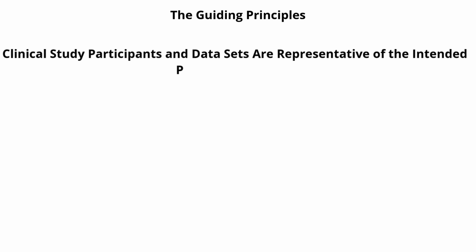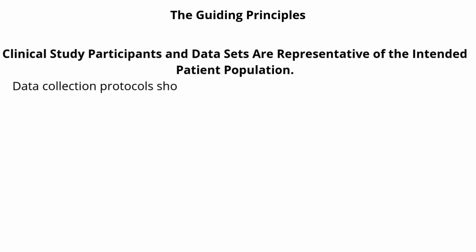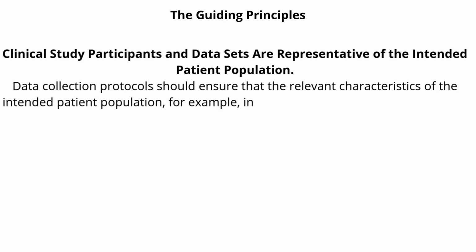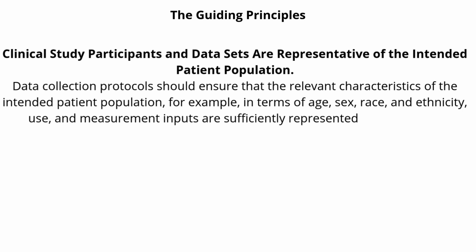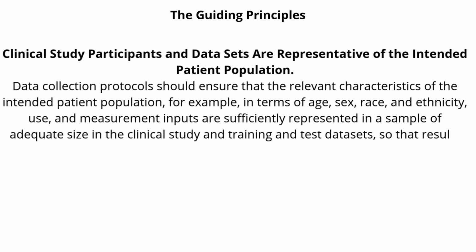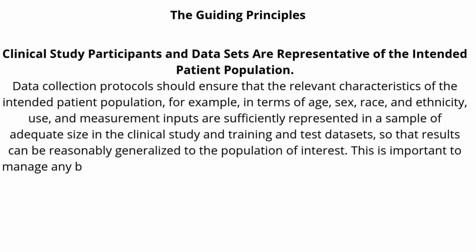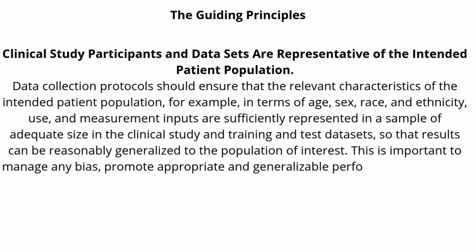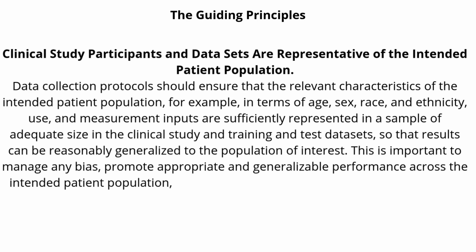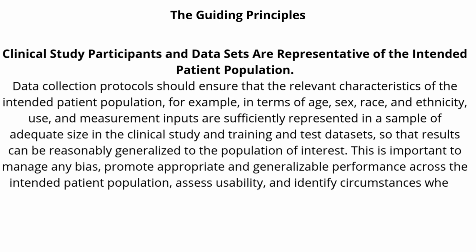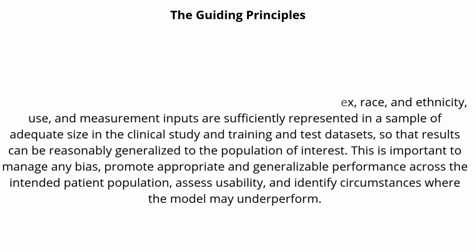Clinical study participants and datasets are representative of the intended patient population. Data collection protocols should ensure that the relevant characteristics of the intended patient population, for example, in terms of age, sex, race, and ethnicity, use, and measurement inputs are sufficiently represented in a sample of adequate size in the clinical study and training and test datasets, so that results can be reasonably generalized to the population of interest. This is important to manage any bias, promote appropriate and generalizable performance across the intended patient population, assess usability, and identify circumstances where the model may underperform.